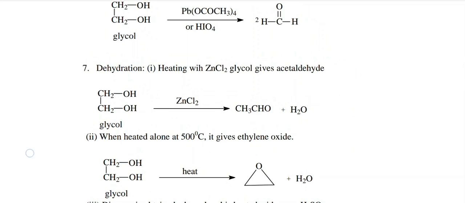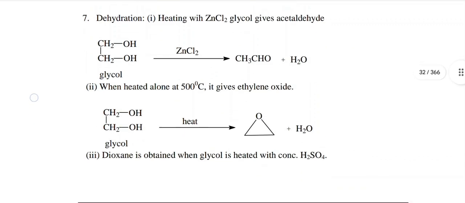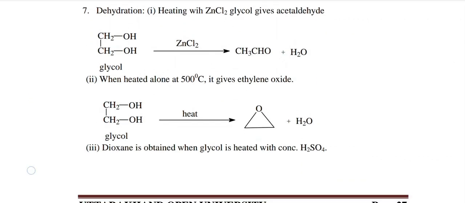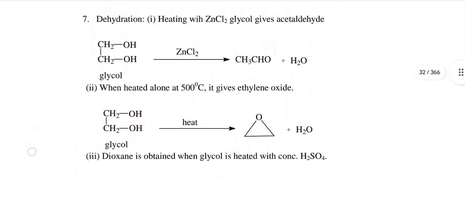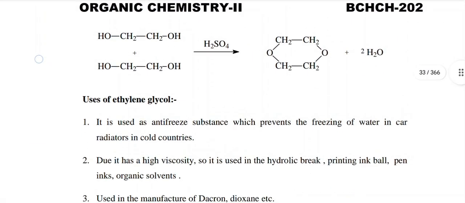Dehydration. Heating with ZnCl2, glycol gives acetaldehyde. When heated alone at 500 degrees Celsius, it gives ethylene oxide. Dioxane is obtained when glycol is heated with concentrated H2SO4.